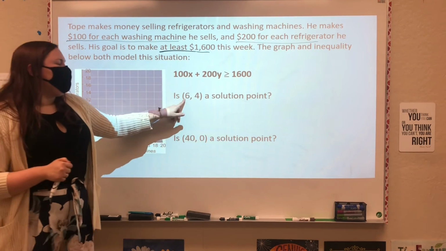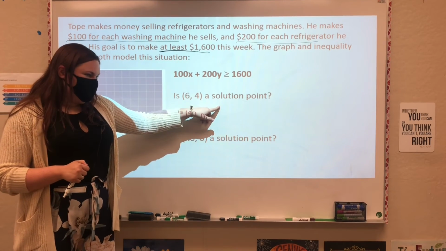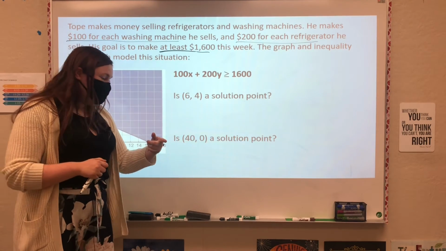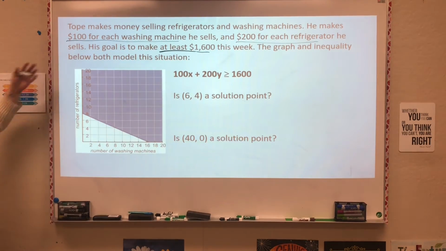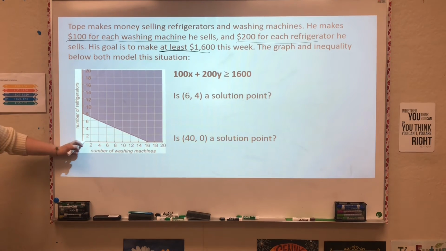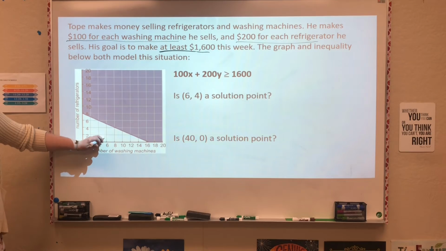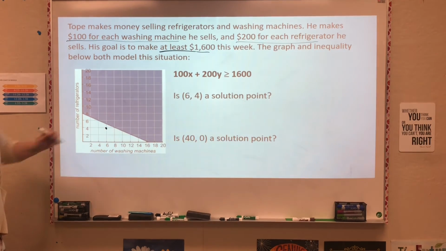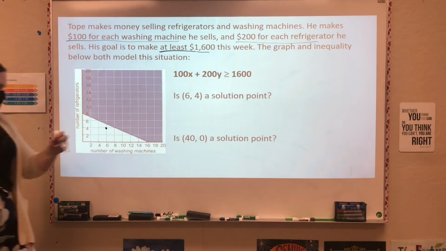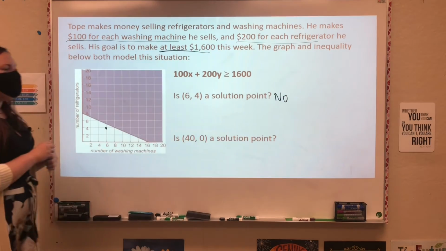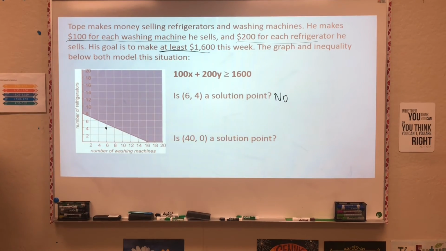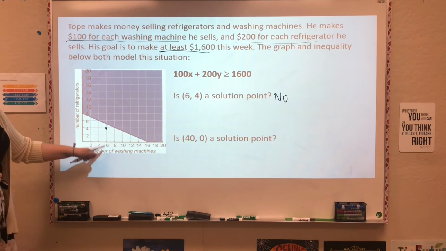When I'm asking if the point (6,4) is a solution point, just like you were doing, one way you can check it is by taking that point and finding it on your graph. So the point (6,4), 6 for x, 4 for y. Is it a solution point? No. If I wanted to put words with this, what does the point (6,4) represent? It means he sold 6 washing machines and 4 refrigerators.